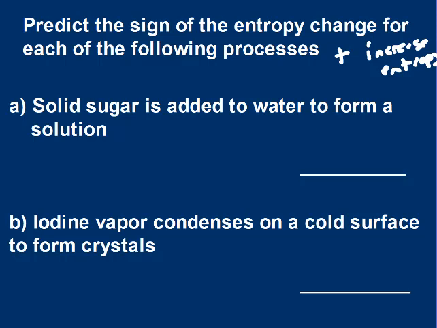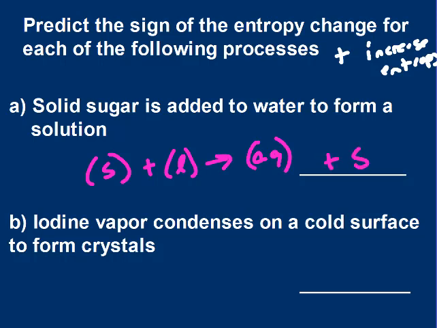So in this case, we're going from a solid sugar plus liquid water to make an aqueous solution. That is an increase in disorder, because we had a solid and a liquid and they were separated, and now they're going to be mixed together. So an increase in disorder. Sometimes in an ionic system, it actually becomes more ordered when you mix them. But in general, we're going to say that when you make a solution, it's going to increase disorder.